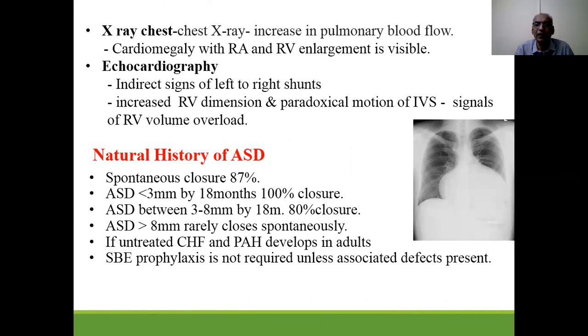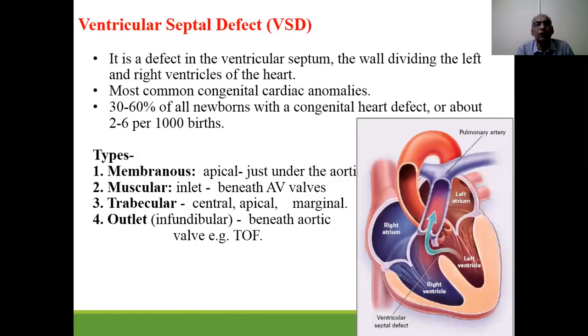Natural history of atrial septal defect. 87% of the cases of ASD close spontaneously. If it is less than 3 millimeters, by 18 months, 100% closure occurs. If the size is 3 to 8 millimeters, by 18 months, 80% closure occurs. If the size is more than 8 millimeters, it rarely closes spontaneously. Very important is ASD, it normally closes in most of the cases.